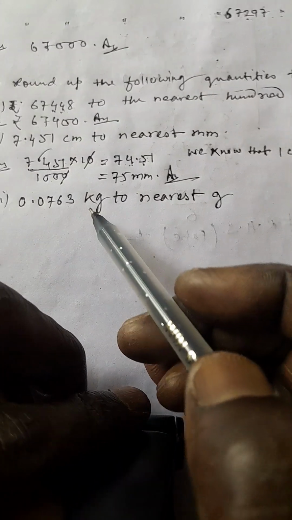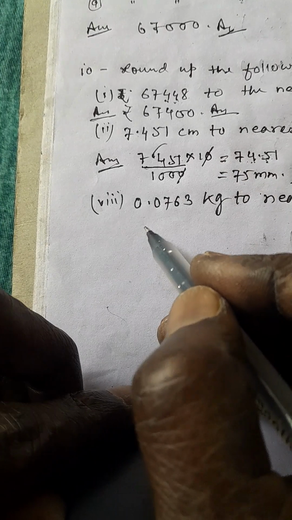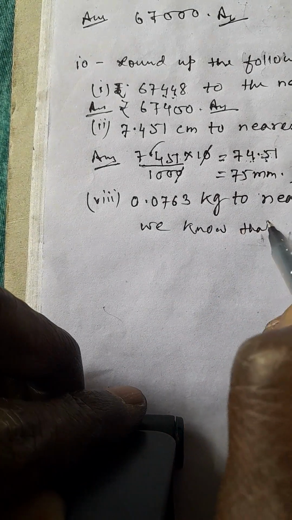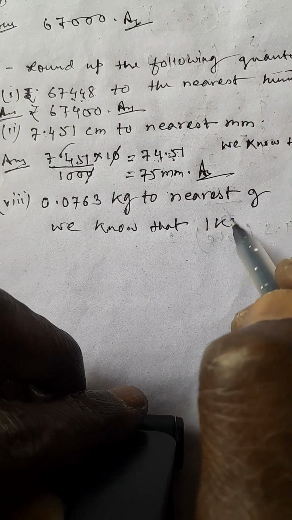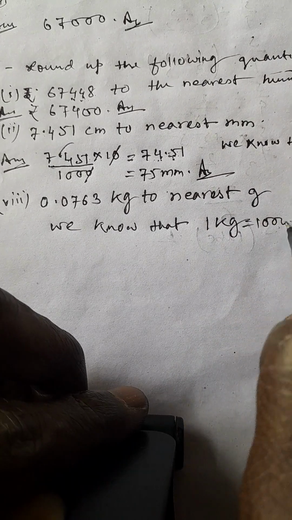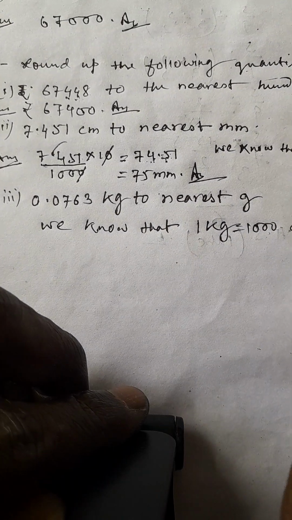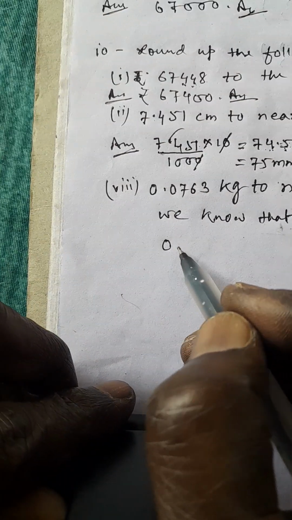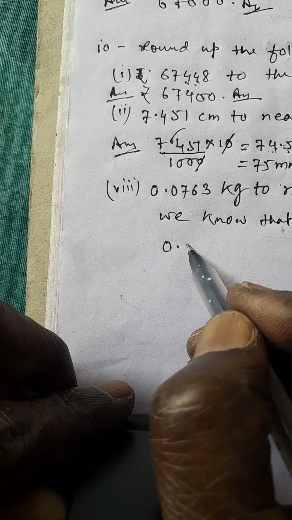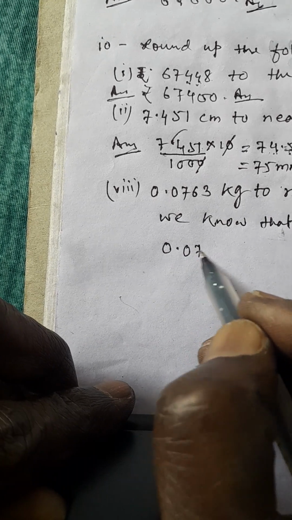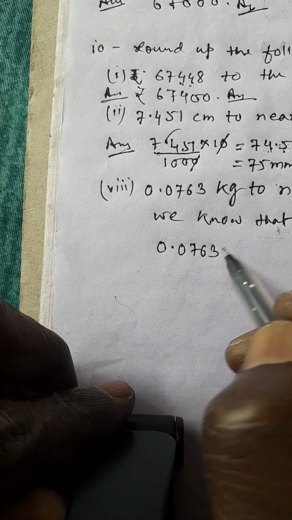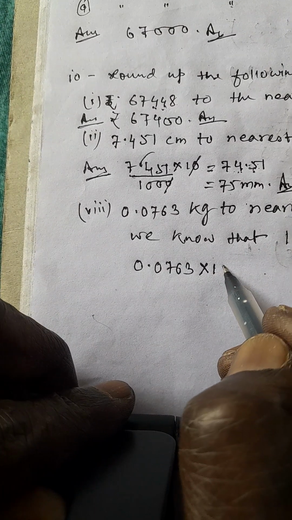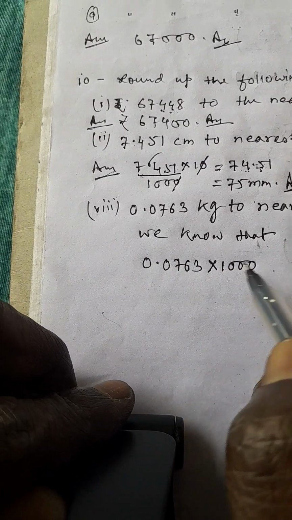In the same way, it is said that 0.0763 kg nearest to gram. So we know that 1 kilogram is equal to 1000 grams. Okay, so again we will convert this into grams. 0.0763 kilogram, we will convert kilogram into gram, so multiply it by 1000.